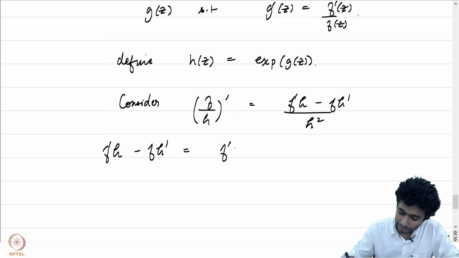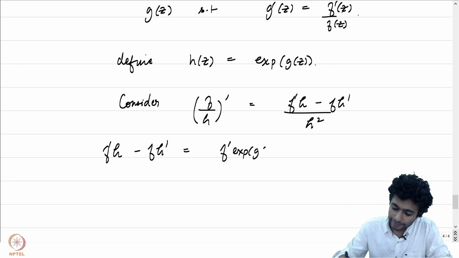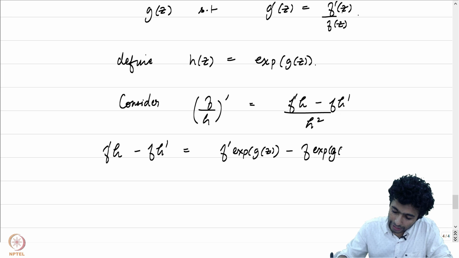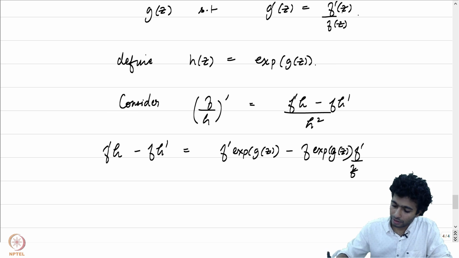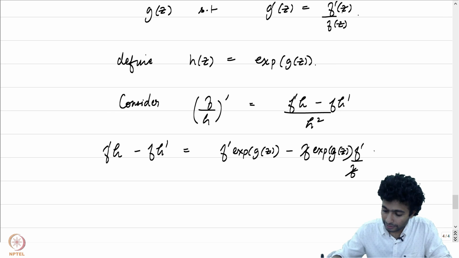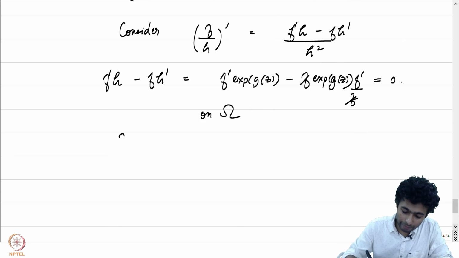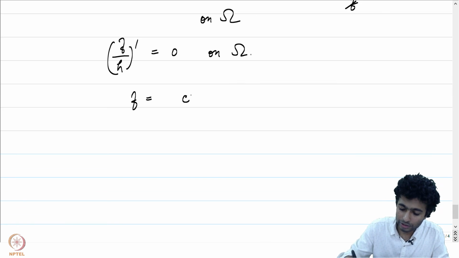And if you notice, f prime times h minus f times h prime is equal to f prime times, what is h? H is the exponential of g of z, minus f times the exponential of g of z times g prime of z, and g prime of z is going to be f prime by f. The f's will cancel off here and we get that this is equal to 0. This is the case on omega. Therefore, the derivative of f by h is 0 on omega.